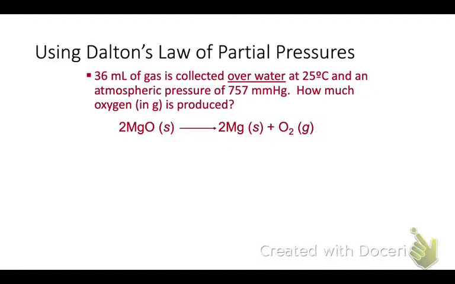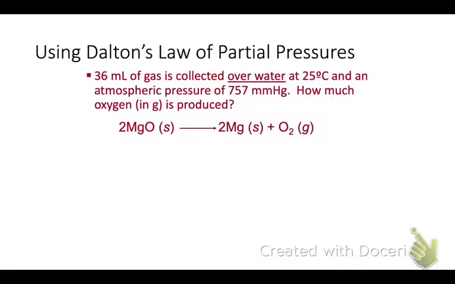So in those questions, I'm going to also focus on the setup. So 36 milliliters of a gas is collected over water. We are underlining water to remind you that vapor pressure has to be thought of at that point. And we are given the temperature, 25 degrees Celsius, and the atmospheric pressure, which is 757 millimeter mercury. How much oxygen is produced?